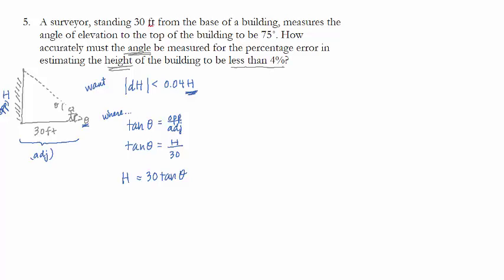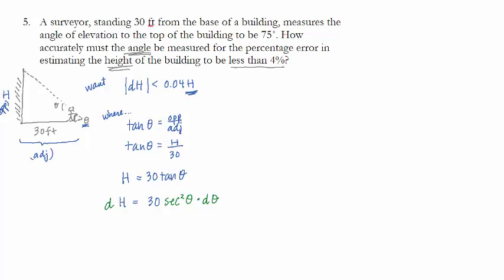We can then take the derivative to talk about the change in height, or the tolerance. The change in height is the change in the right-hand side. The derivative of 30 is still 30, but the derivative of the tangent is secant squared theta. Inside stays the same times the derivative of theta, or the change in theta.